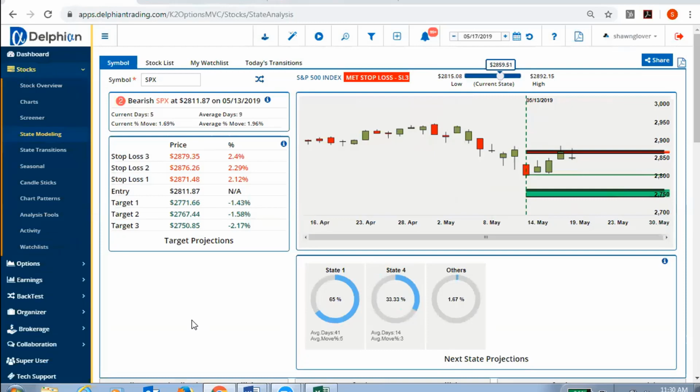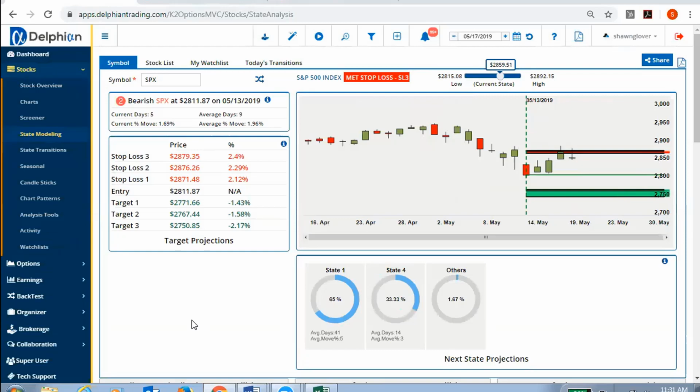In this case, the state wouldn't change even if you hit target 3? No, sir. The state algorithm, which tells you direction, what state it's in, and the targets are not correlated. They're not matched up. Just because you hit target 3 doesn't mean you're going to get into state 4.